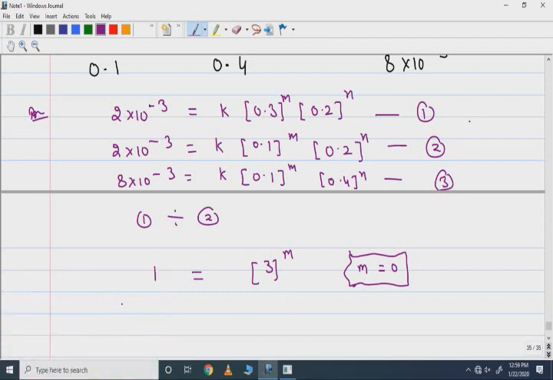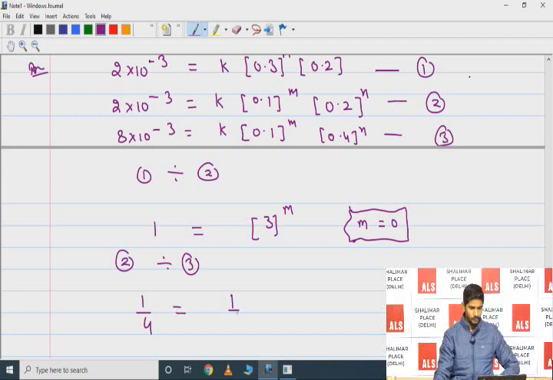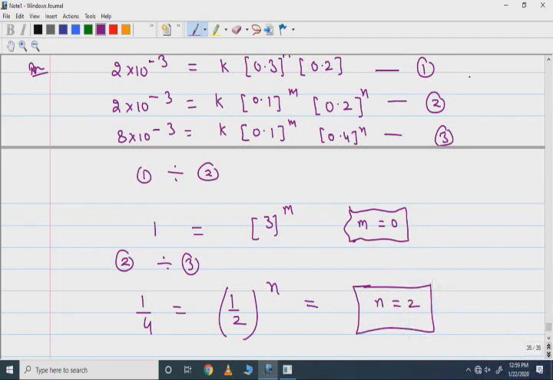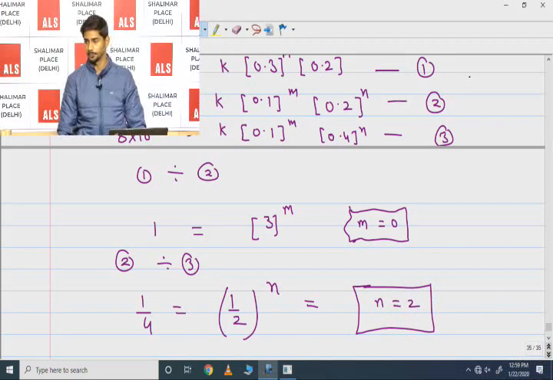Then I'll divide equation number 2 and equation number 3. On dividing equation number 2 and 3, I'll have 1 by 4 is equals to 1 by 2 power n. Simply, I can put the value 2. That 2 will make LHS and RHS equal. So the overall order will be 2, sum of m and n. And yes, the individual order with respect to A and B will be 0 and 2.